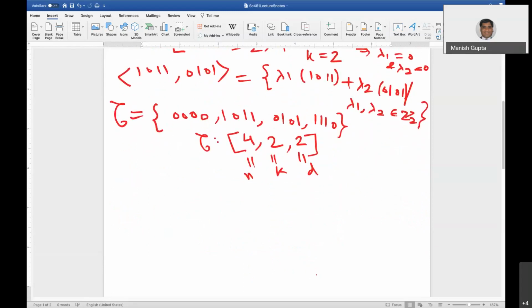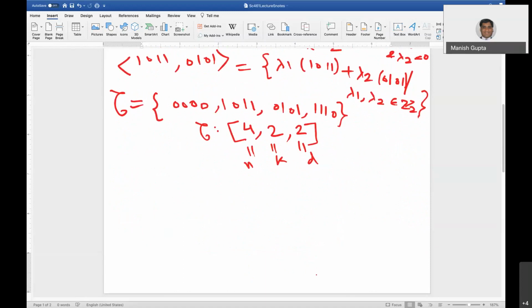Okay. Now I am going to form an array using this. Let us see some interesting thing I can do here. How do I form an array? I first write down all the code words: 0 0 0 0, 1 0 1 1, 0 1 0 1, 1 1 1 0. I write down all the vectors. Essentially I have added the 0 vector to all the vectors. So I can say that this is 0 plus C, the set which we are getting.